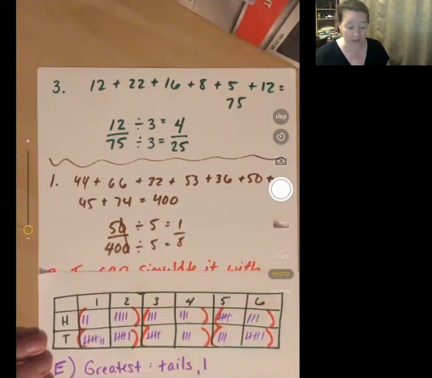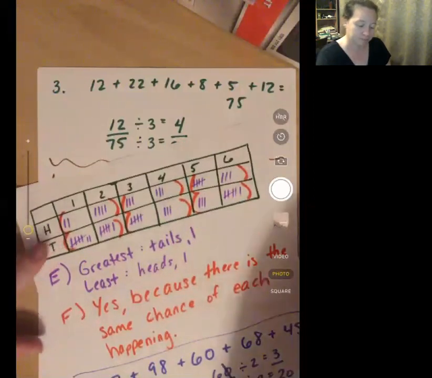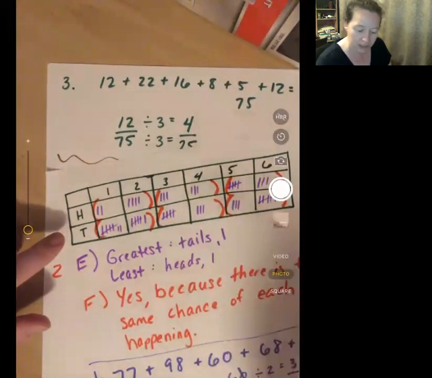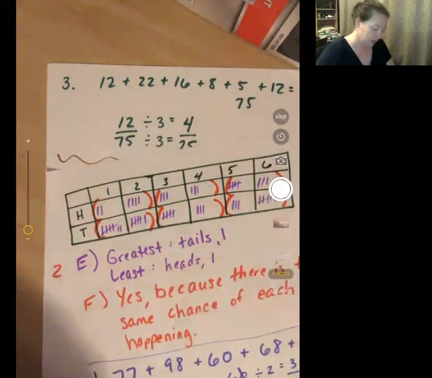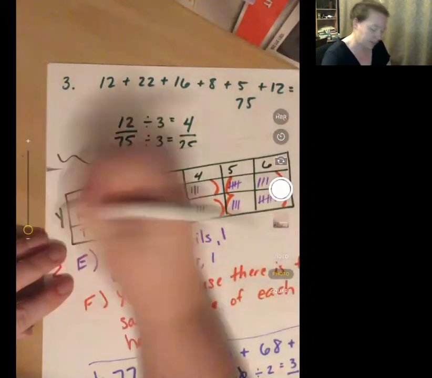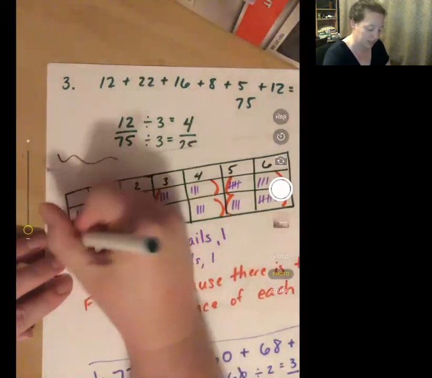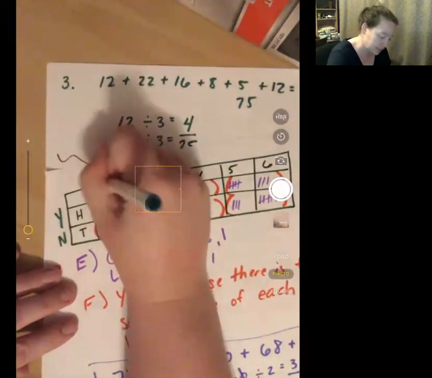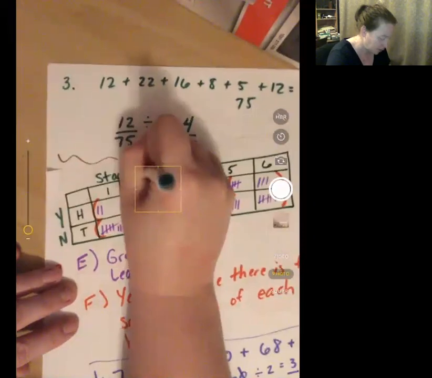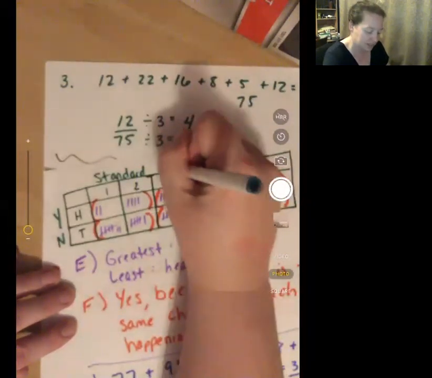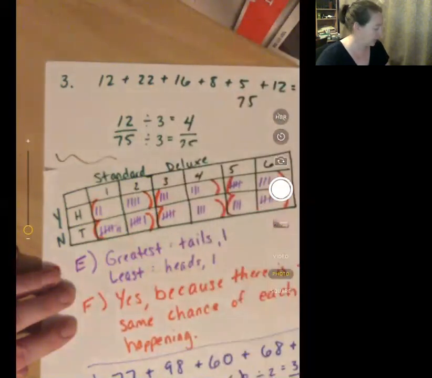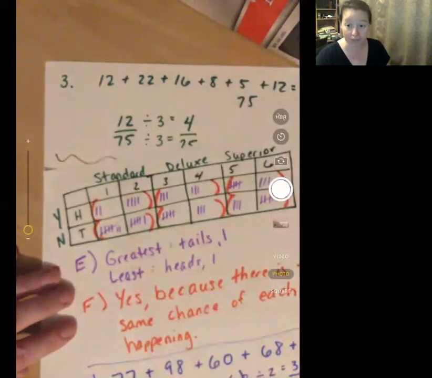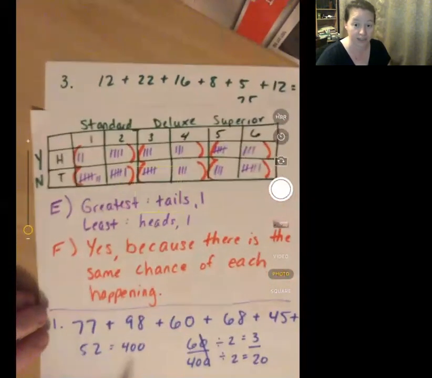And I'm going to rename stuff. So instead of calling this one heads, this one is now going to be yes. And instead of calling this one tails, this one is now going to be no. And 1, 2 is going to be standard. 3, 4 is going to be deluxe. And 5, 6 is going to be superior. Okay, that's all I'm doing. I'm just reusing the results that we already had. It's perfectly fine.